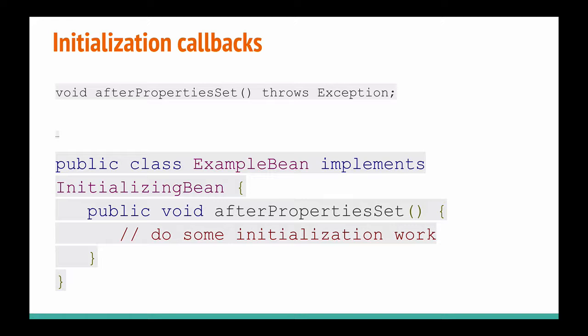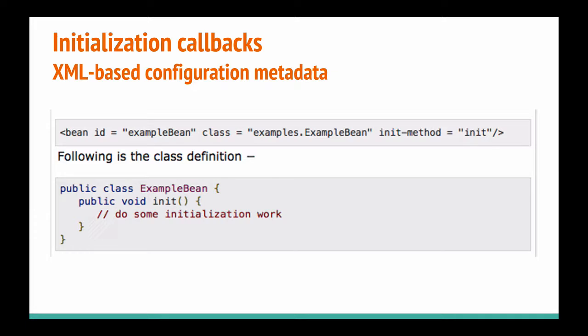The InitializingBean interface specifies a single method which is called afterPropertiesSet. Using this method, you can simply implement the above interface, and initialization work can be done inside the afterPropertiesSet method as follows. In the case of XML-based configuration metadata, you can use the init-method attribute to specify the name of the method that has a void argument signature, for example here.